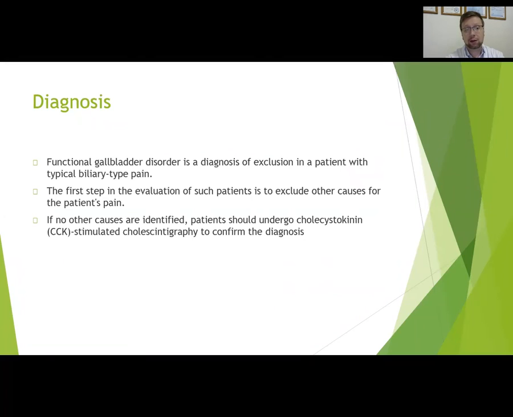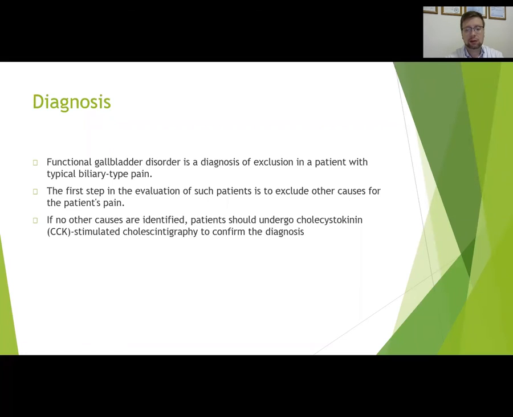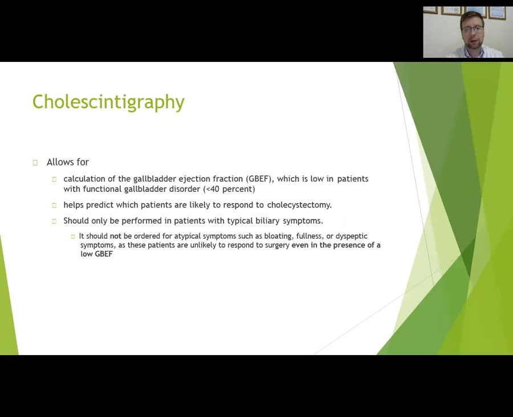If we talk about the diagnosis of this disease, we must say that functional gallbladder disorder is a diagnosis of exclusion in patients with the typical biliary type pain. The first step in the evaluation of such patients is to exclude other causes for the patient's pain. If no other causes are identified, patients should undergo cholecystokinin stimulated cholecystography to confirm the diagnosis, a nuclear method of examination.